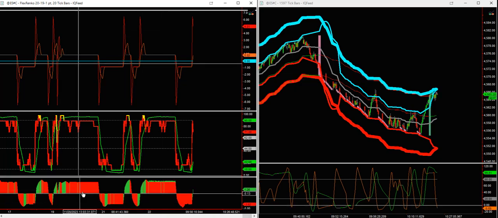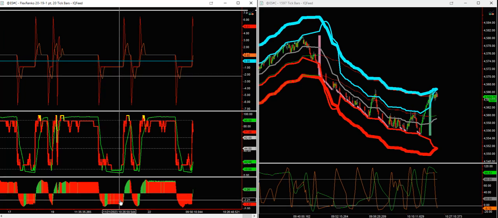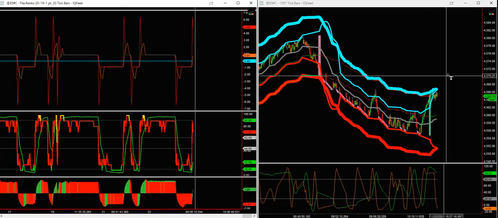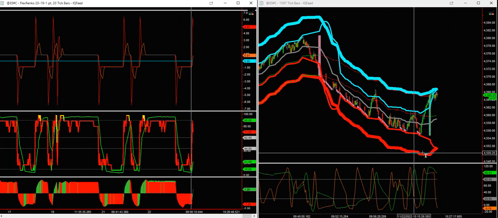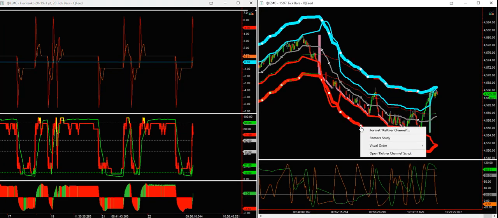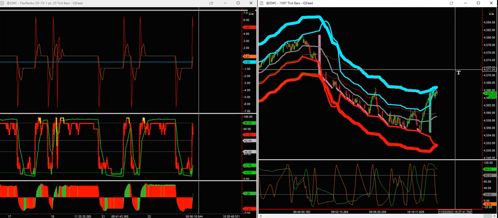Alright, so this is telling us the direction we want to trade, and we're hoping that the trend will last enough for us to get some profits. On the right side, we have the same thing. We have a higher time frame on which we have done nothing else but put Keltner channel and Bollinger Bands with default settings. Nothing has happened at all.